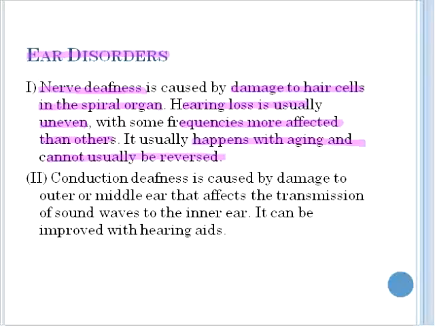Conduction deafness, on the other hand, is caused by damage to the outer or middle ear that affects the transmission of sound waves to the inner ear. It can be improved with hearing aids. The issue is getting the sound waves in, not the interpretation of those sound waves.